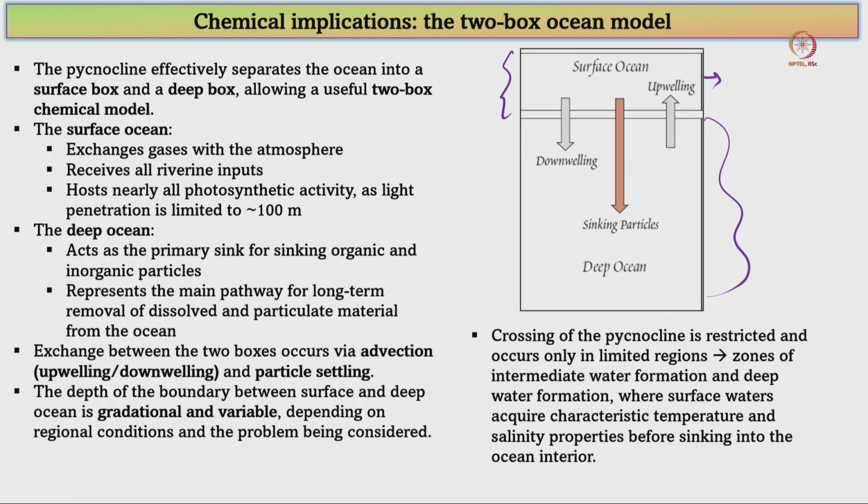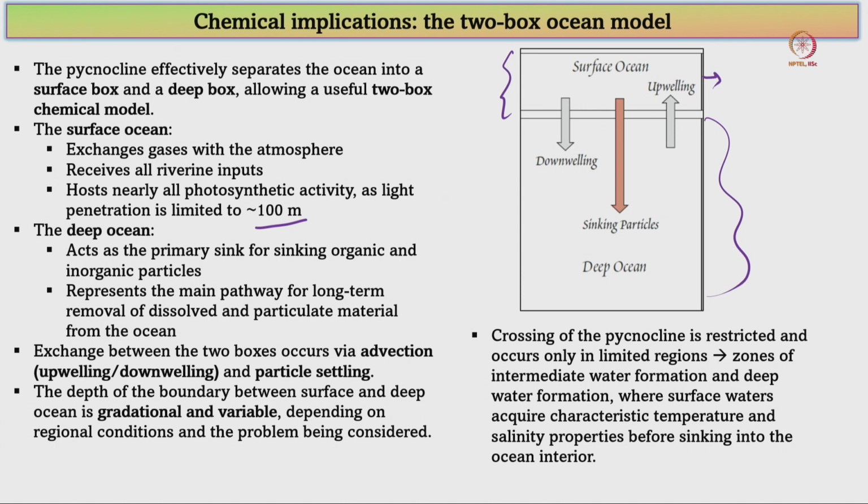It hosts nearly all the photosynthetic activity, as light penetration is limited to 100 meters. Beyond 100 meters, there is no light, it is very dark. Divers who go in, you must have seen that they have lamps, lights attached to their helmets. So, those kind of gears they are wearing. It is very dark inside the deep ocean. So, light does not enter; there is the twilight zone. Beyond the twilight zone, the ocean is absolutely dark.